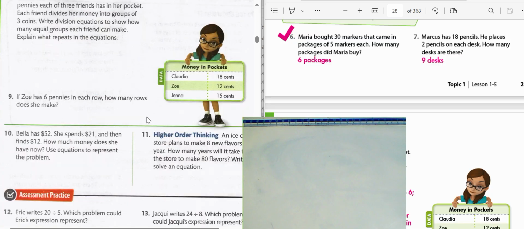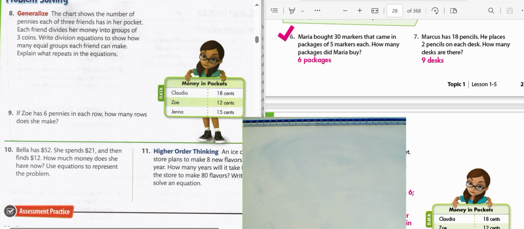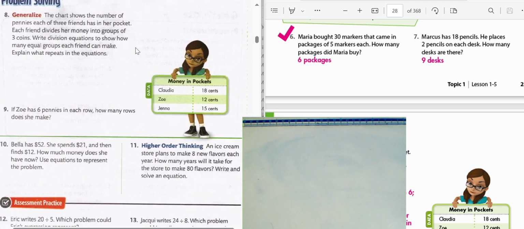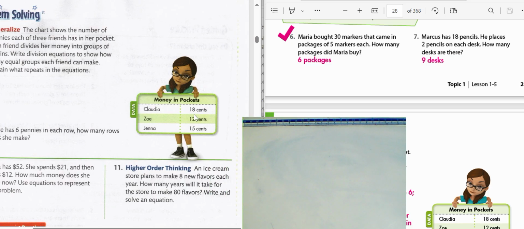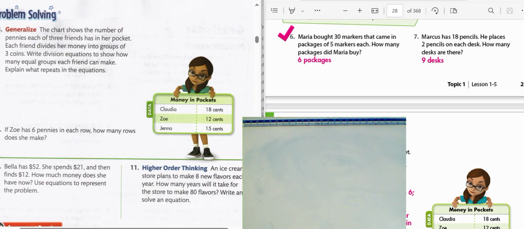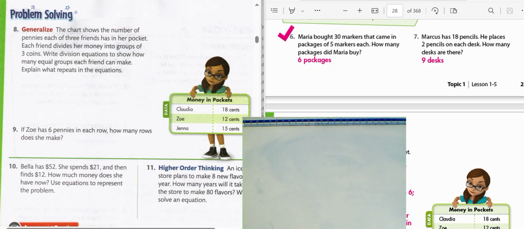Problem solving. This question, the chart shows the number of coins here. Look at this chart. The chart shows the number of coins each of 3 friends has in her pocket. Each friend divides her money into groups of 3 coins. Write the division equation to show how many equal groups each friend can make and explain.